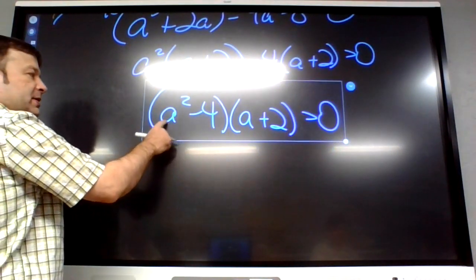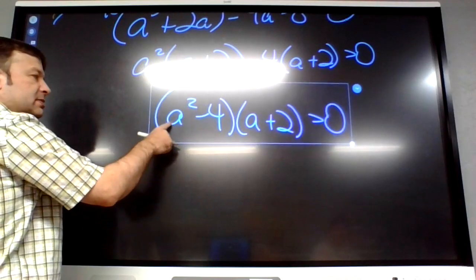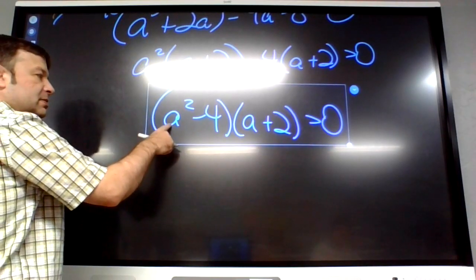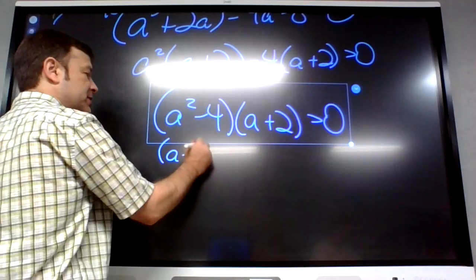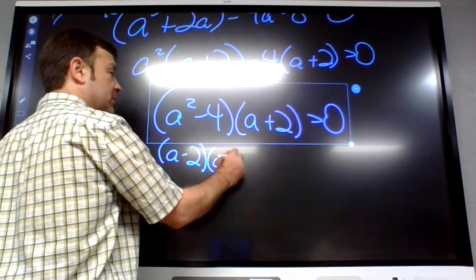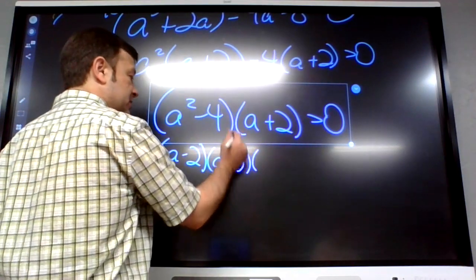Alright, what about this thing? Oh, plus 4, plus or minus 2. You could factor it as a square minus a square. A plus 2, a minus 2.